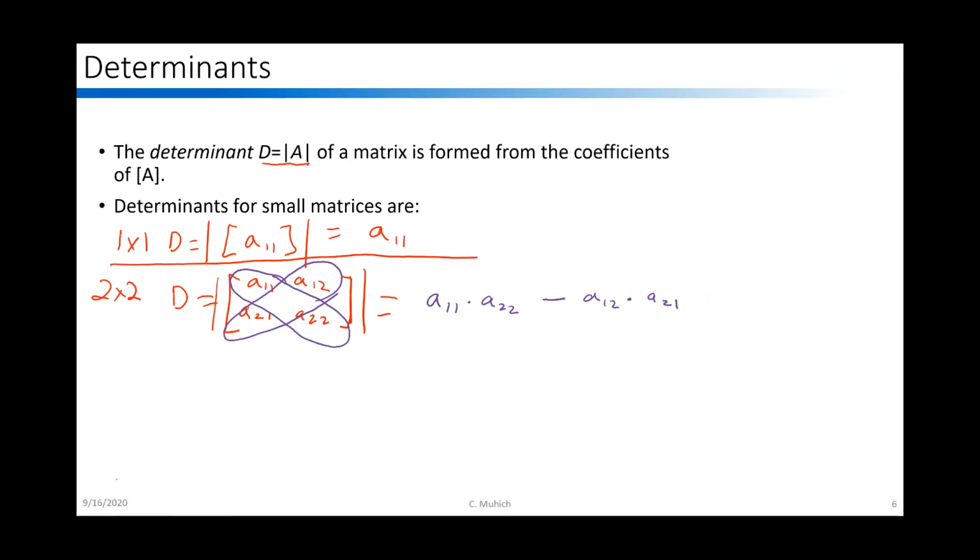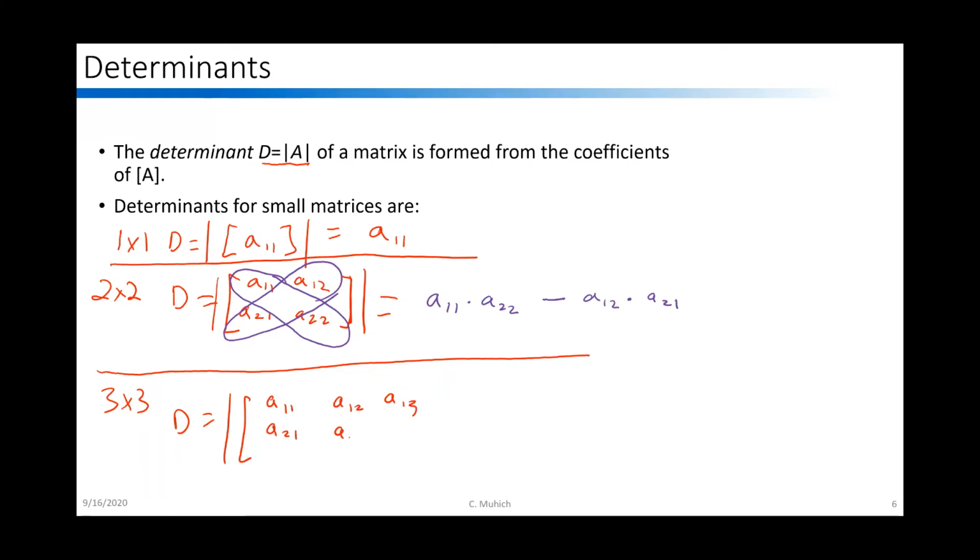Things are going to get a little bit more complicated when I move into, say, a 3-by-3 matrix. Maybe say D is equal to a11, a12, a13, a21, a22, a23, then a31, a32, a33.